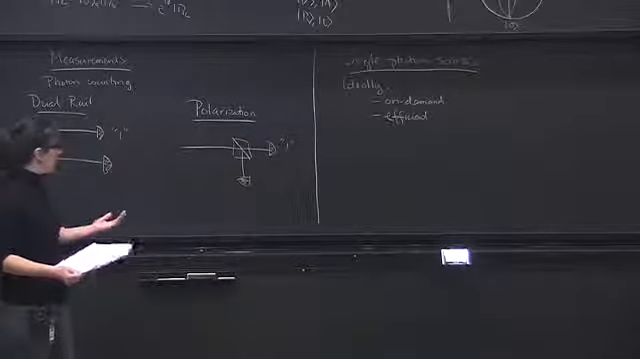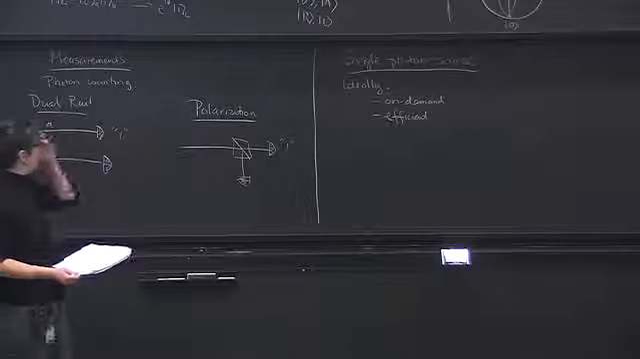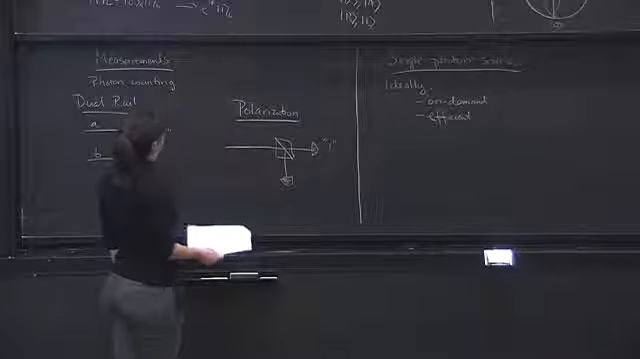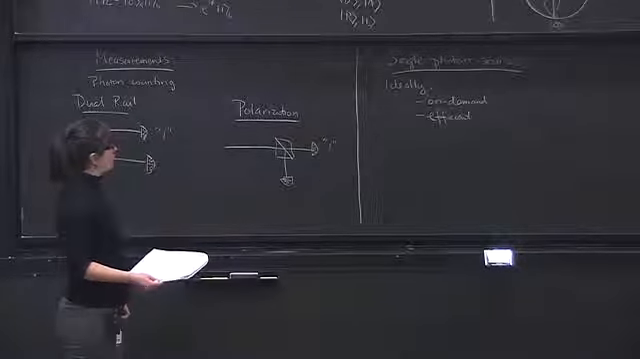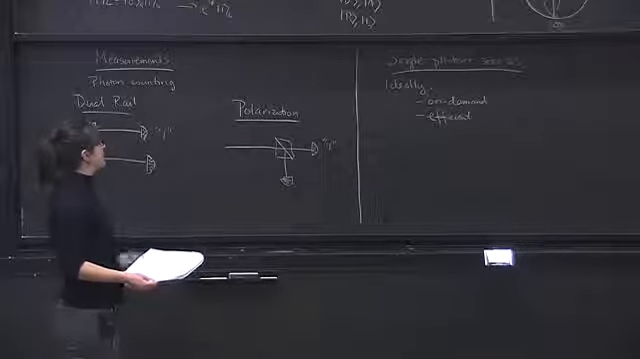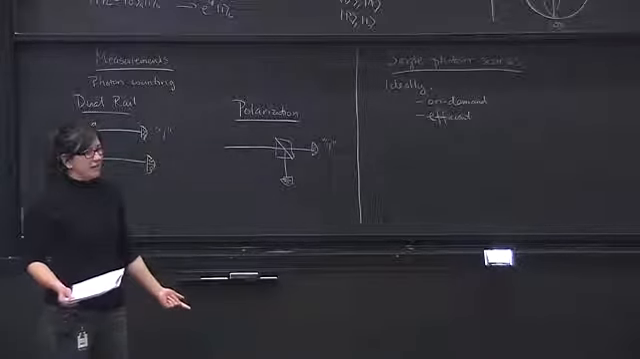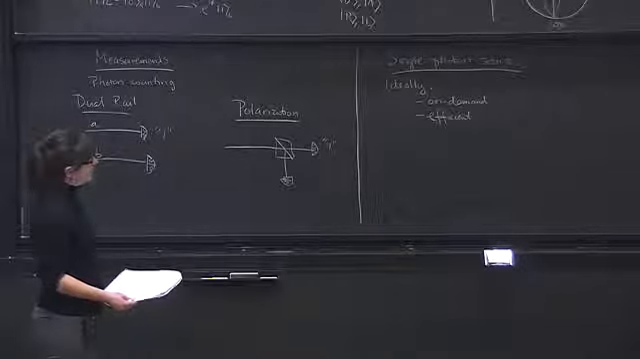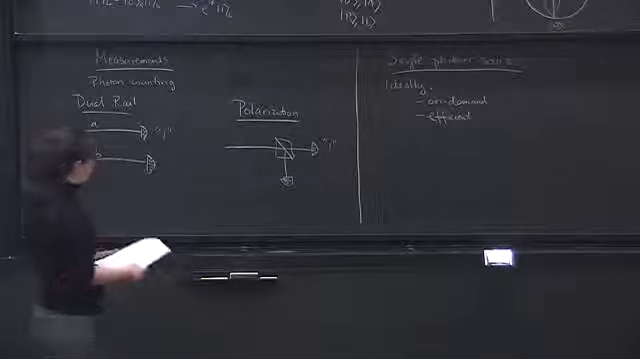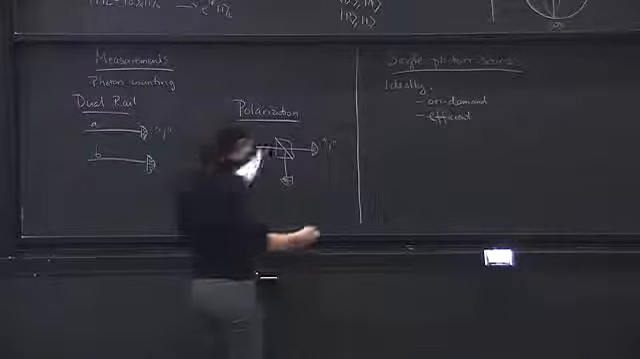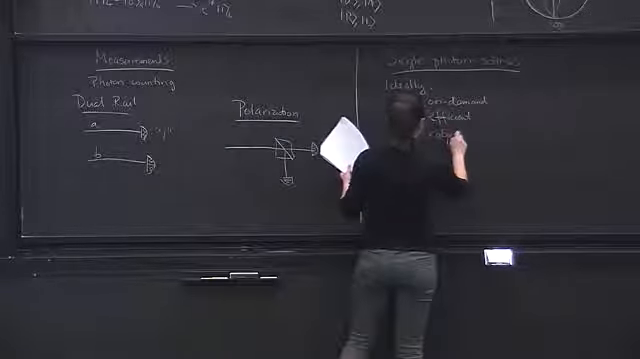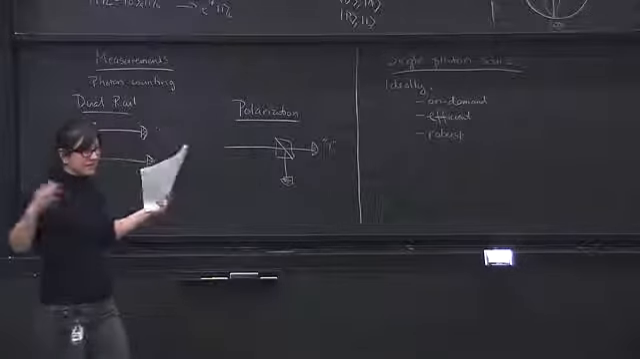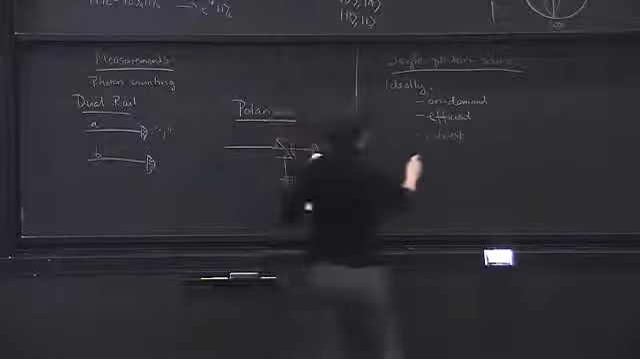So what's the difference between on demand and efficient? You can imagine having a source that's efficient but not on demand. So it produces a lot of photons, but not necessarily when you want them. Right, yeah. You also want it to be robust. You don't want a situation where you sneeze in the lab and suddenly it stops working. And of course, you want it to be easy to implement.